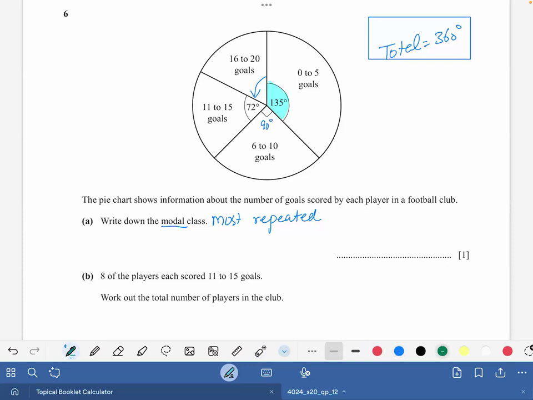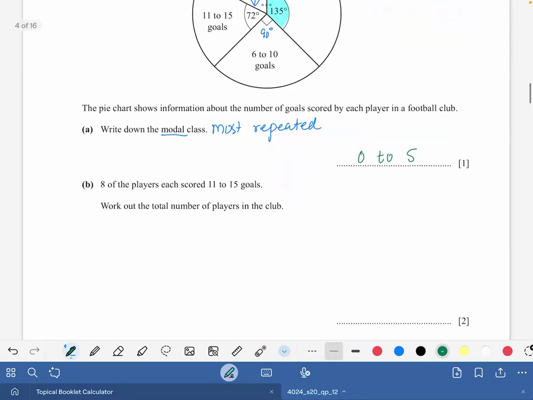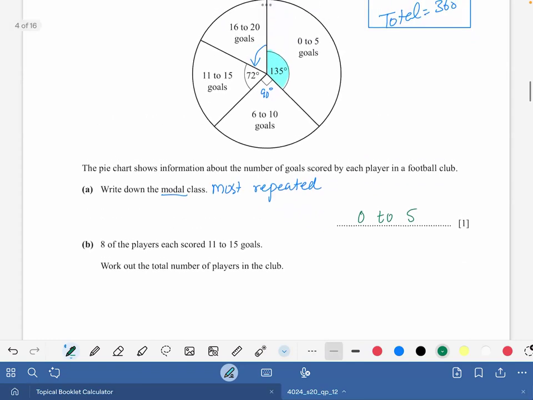So write down the modal class. So the modal class is 0 to 5. That is the modal class. 8 of the players each scored 11 to 15 goals. Work out the total number of the players in the club.